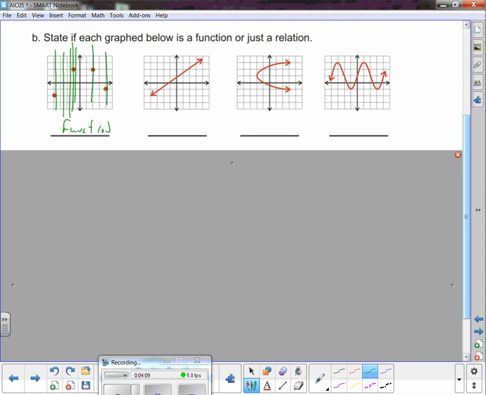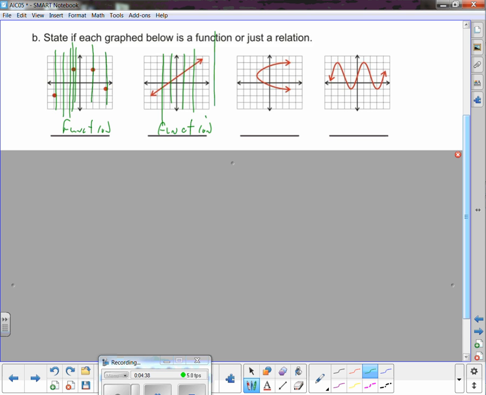Second scenario. Again, I'm choosing vertical lines. How many points? What if I were way out here? Technically, it doesn't show, but would it hit at one point? Yeah, because remember, the line goes on forever. So therefore, the second one is a function or not a function? Function. By the way, if it's not a function, it would just be a relation, correct?